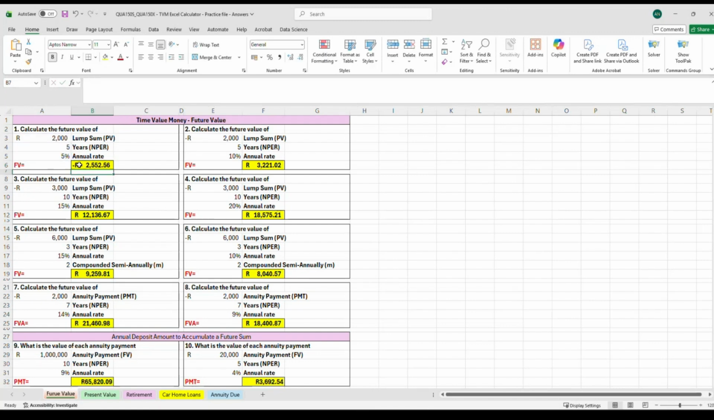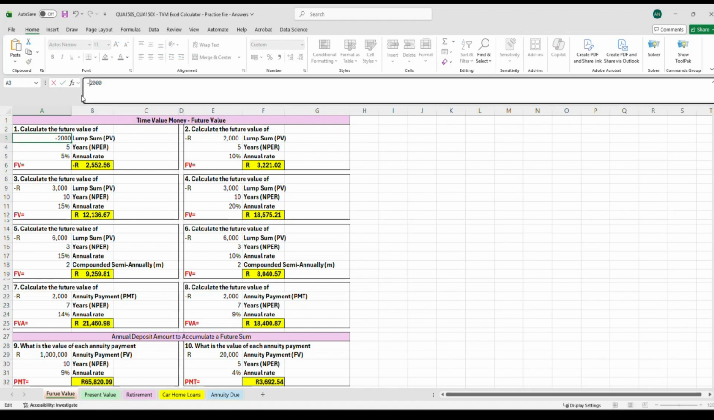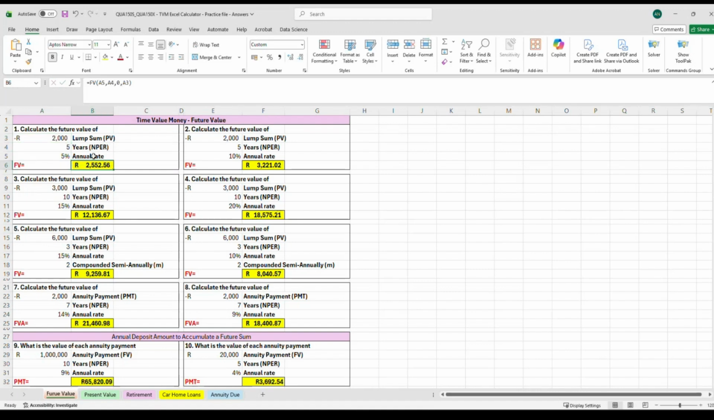But in our scenario, this is a minus. I'm just going to take this back. This is a minus 2000, which is giving us a positive. So all 4 of these use the same formula. However, when we go to number 5 and 6, this is something different.